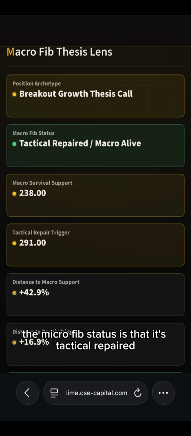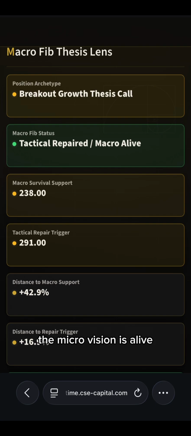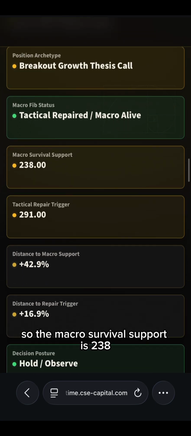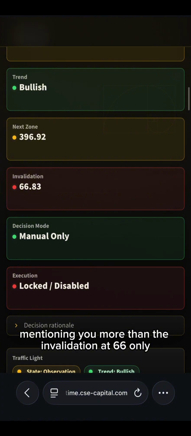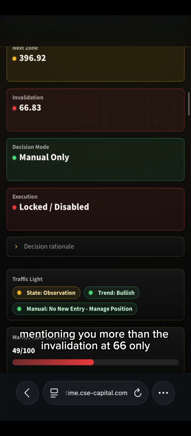The macro Fib status is that it's tactical repaired. The macro vision is alive. So the macro survival support is 238. So this is already giving you more than the invalidation at 66 only.